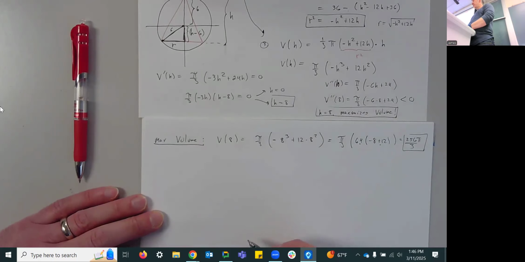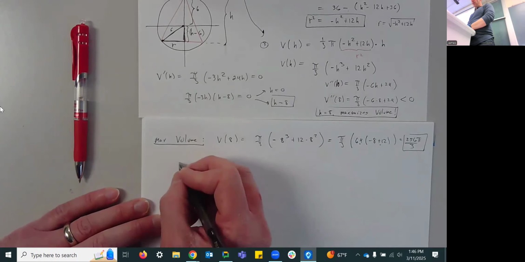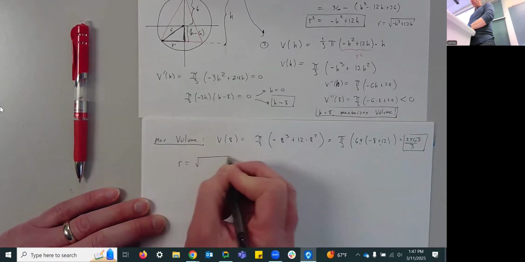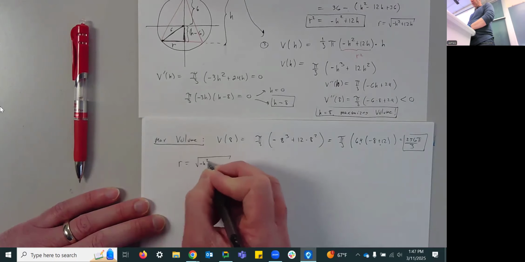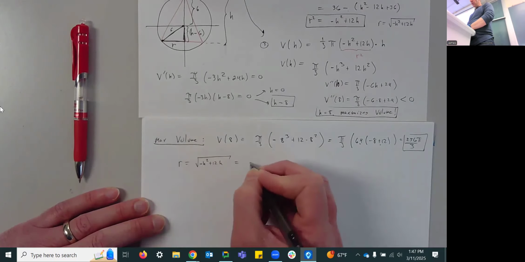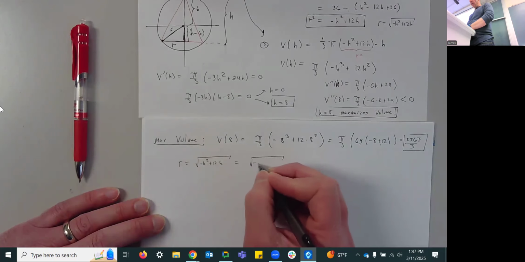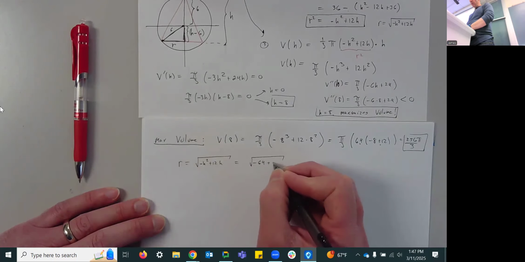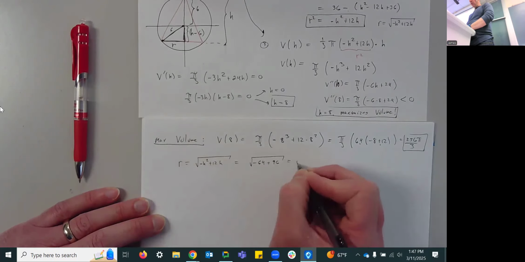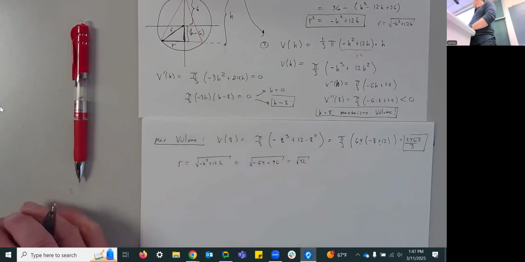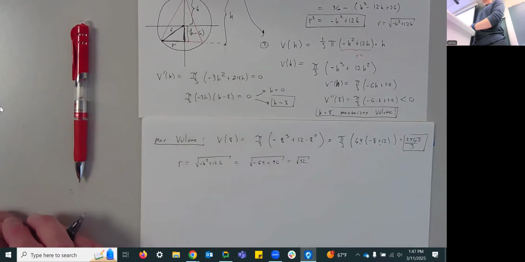I would also want to know what the dimensions were, though. So I'll point out that the radius, which is the square root of negative h squared plus 12h, is equal to the square root of negative 8 squared plus 12 times 8, which is the square root of 32. So there's our dimensions of our cone with maximum volume and the maximum volume of that cone.